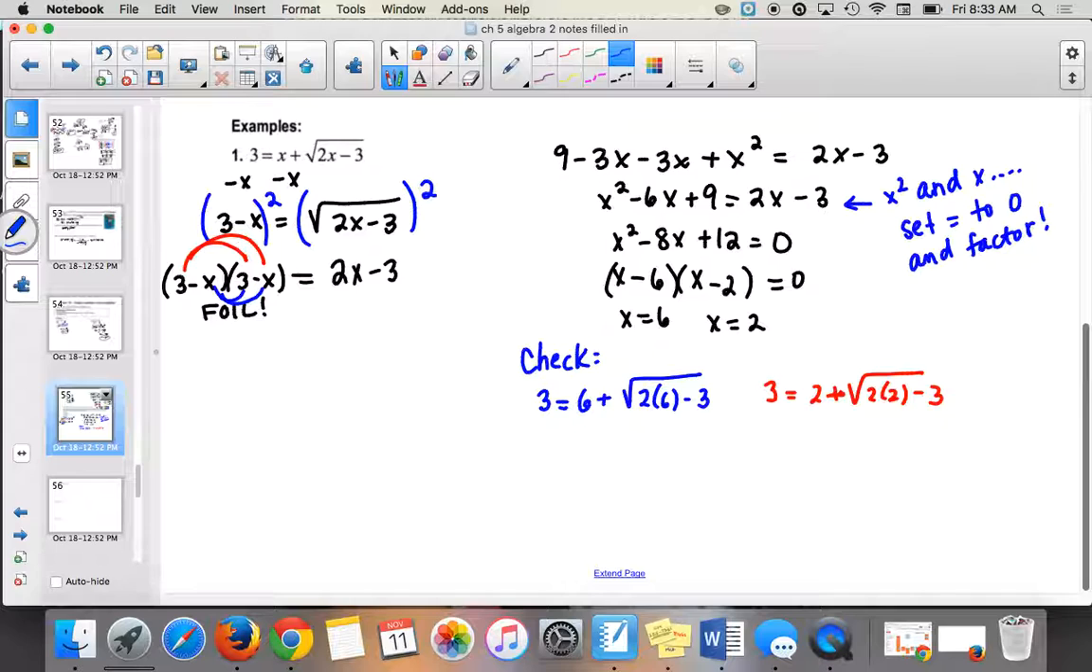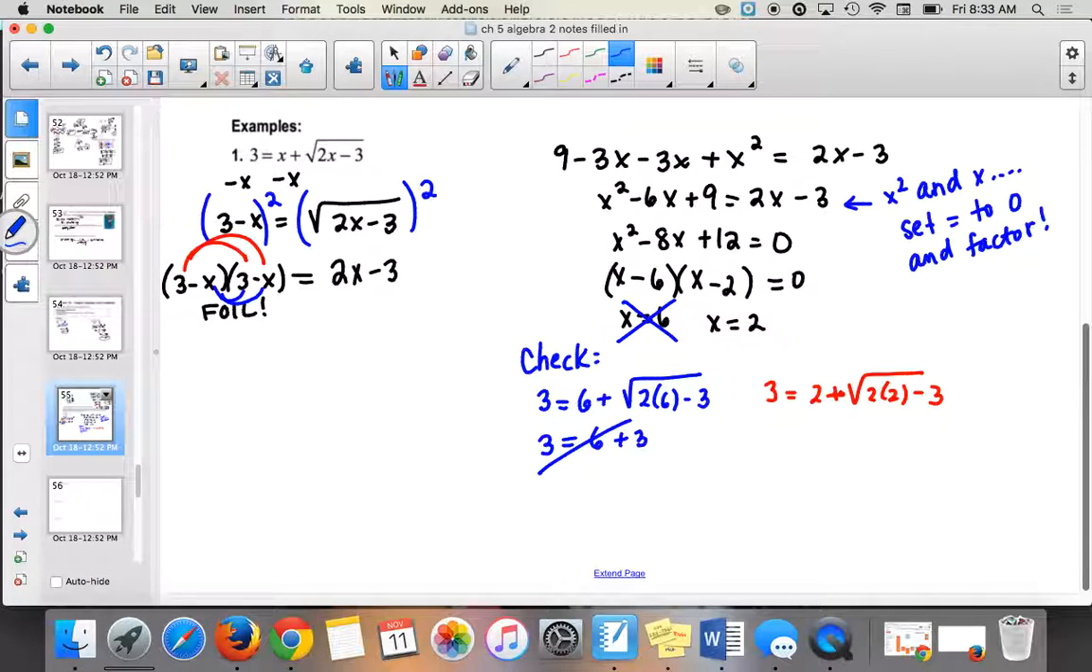Okay, so let's look at the first one. So 2 times 6 is going to be 12. Minus 3 is 9. Square root of 9 is 3. But notice how I have a 6 here. 6 plus 3, is that 3? No. So 6 plus 3 is not 3. Can you guys tell from the beginning why that one wasn't going to work?